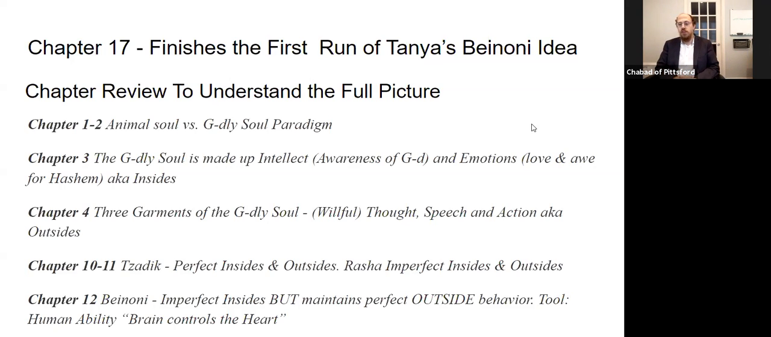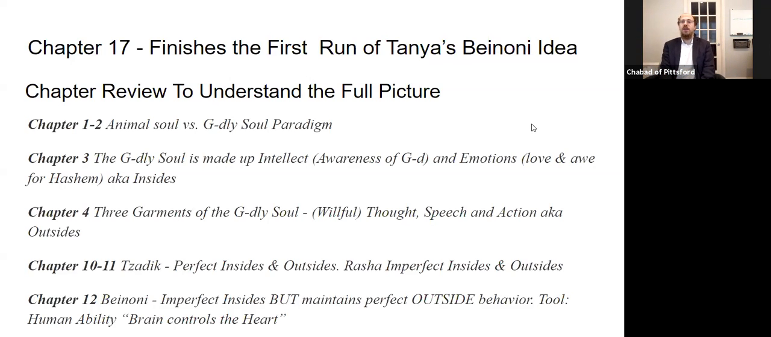In Chapter 12, we spoke about the Beinoni, how the Beinoni is like a Rasha, imperfect insides. When I say imperfect insides, I mean it has a godly soul and it has an animal soul. It doesn't have only holiness. It has a godly soul and animal soul. It's a healthy human being.